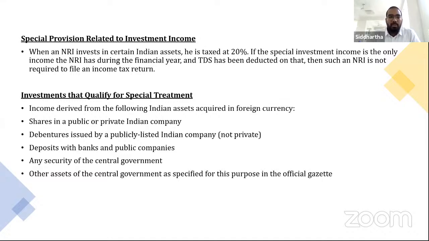Such investments which qualify for such special treatment are income derived from the following Indian assets acquired in foreign currencies. First, shares in a public or private Indian company; debentures issued by a public listed Indian company, not a private one; deposits in banks and public companies; any security of the central government; any other asset of the central government as specified for the purpose in the official gazette. Next slide.